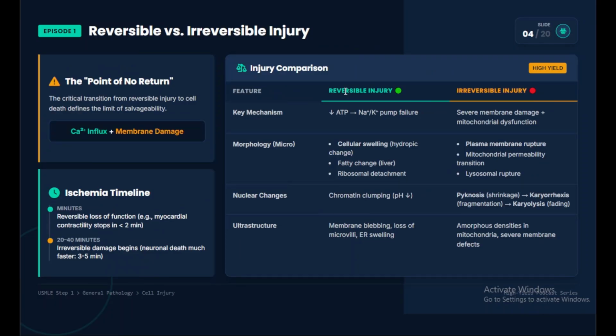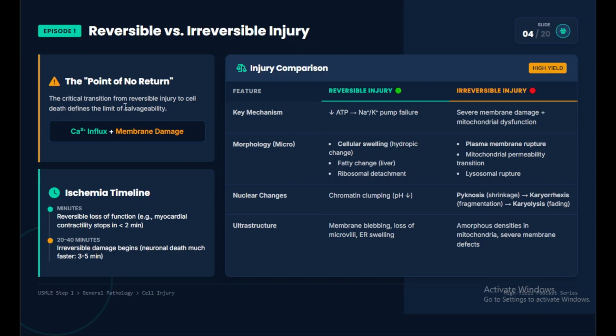Now, if you understand cellular adaptation, the next question would be what happens when the stress becomes too severe. At that point, the cell moves from adaptation to injury. But even in injury, there are two stages: reversible cell injury and irreversible cell injury. And the transition between them is very important in pathology. So first of all, let's discuss the point of no return. Then I'll talk about the basic stuff.